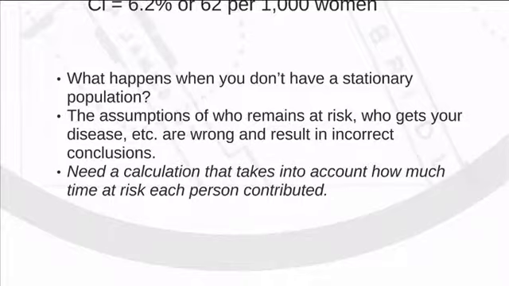So when we make assumptions about who's at risk, when we make assumptions that we have complete health information about our entire population over the period we study them and who got the disease, we are often wrong, right? If we assume that we've captured every diagnosis of syphilis, but we're missing a lot of cases of someone who left and got a diagnosis at another clinic, we're going to underestimate the incidence of syphilis among this population of women. So how do we solve that? We need to move on from cumulative incidence, and we need a calculation that takes into account how much time at risk each person contributed.